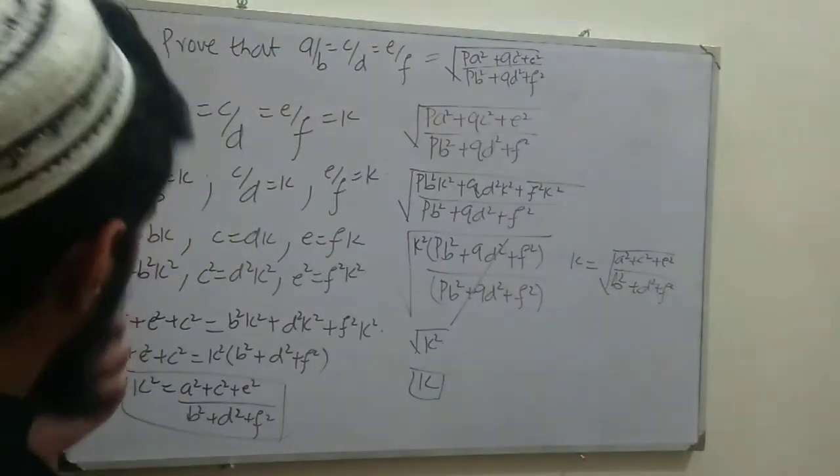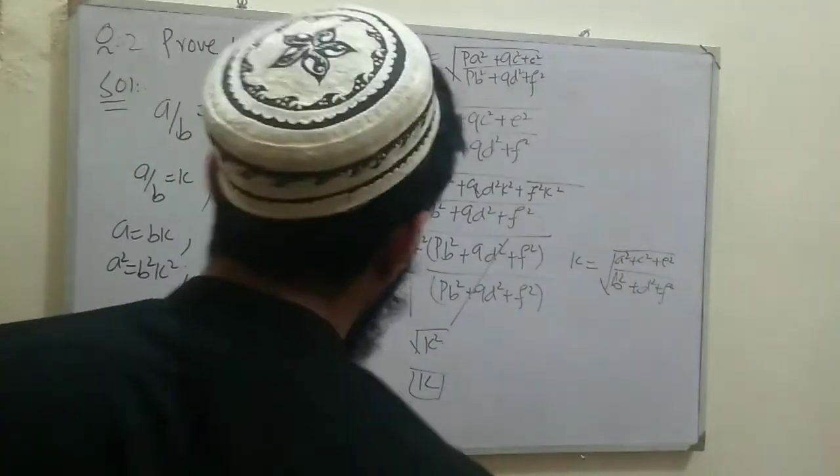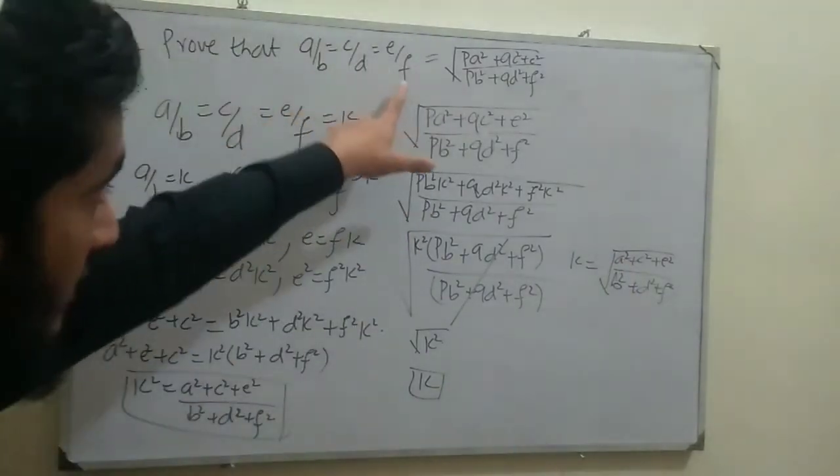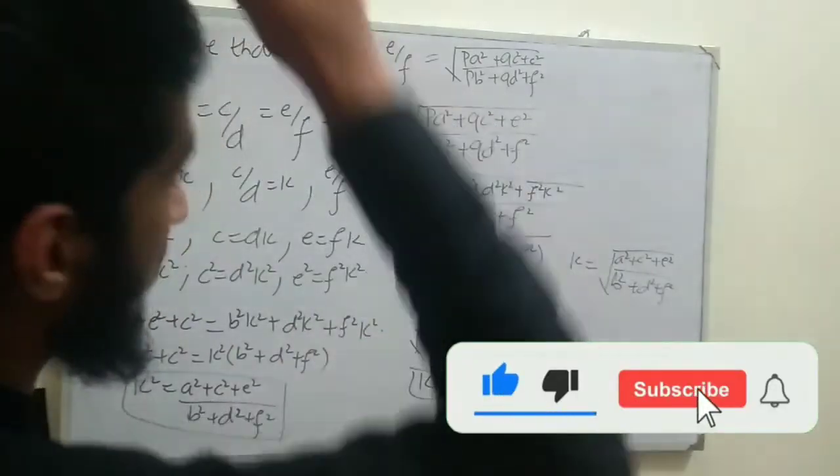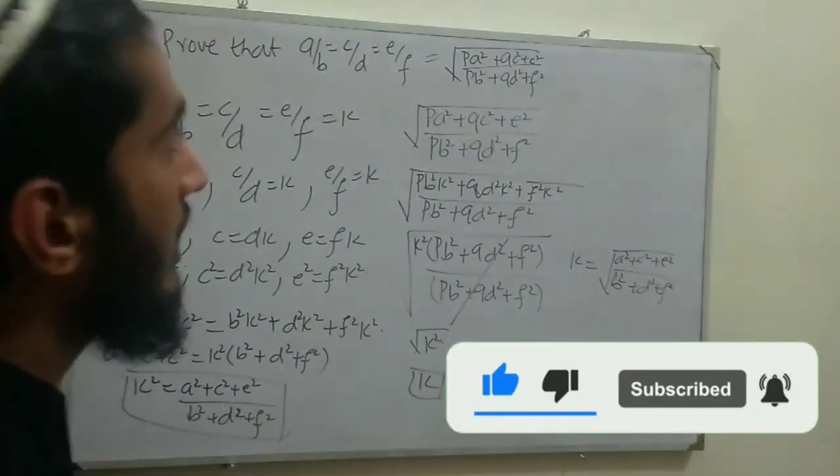So it means that this side and this side is equal. It means that a by b is equal to c by d is equal to e by f must be equal to under root of p a square plus q c square plus e square divided by p b square plus q d square plus f square.